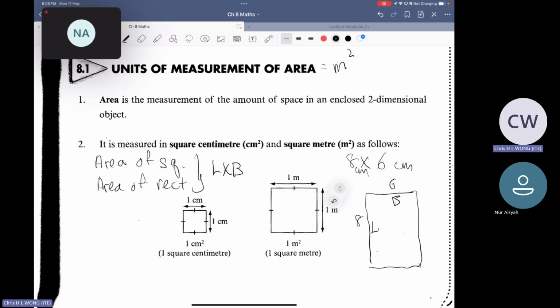So what is the area of the rectangle? 8 times 6, 48. 48 centimeters square. Length and breadth. 8 times 6, 48.